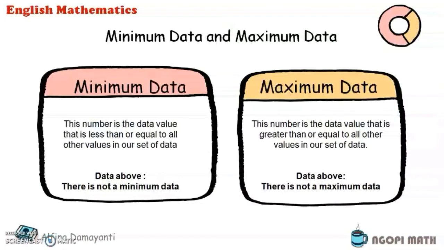And then maximum data. This number is the data value that is greater than or equal to all other values in our set of data. In the XYZ class and students who like math and science data, there is no maximum data because the independent variable is not a value, so there is no maximum data.